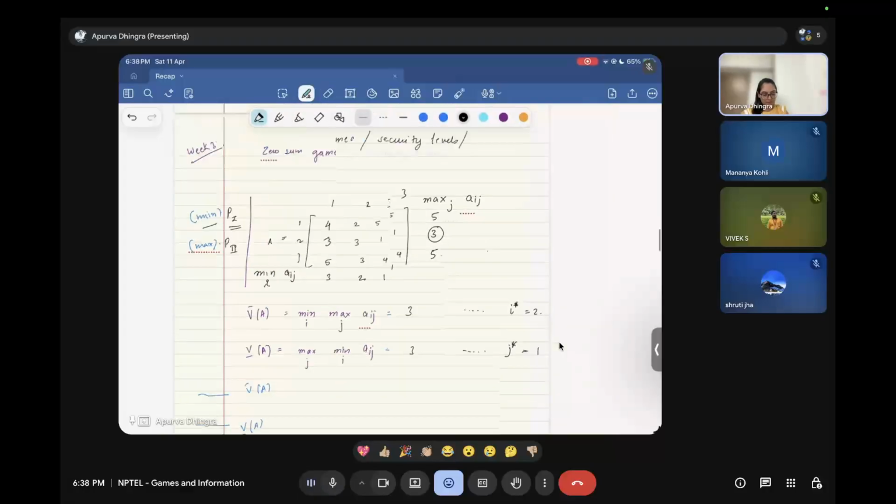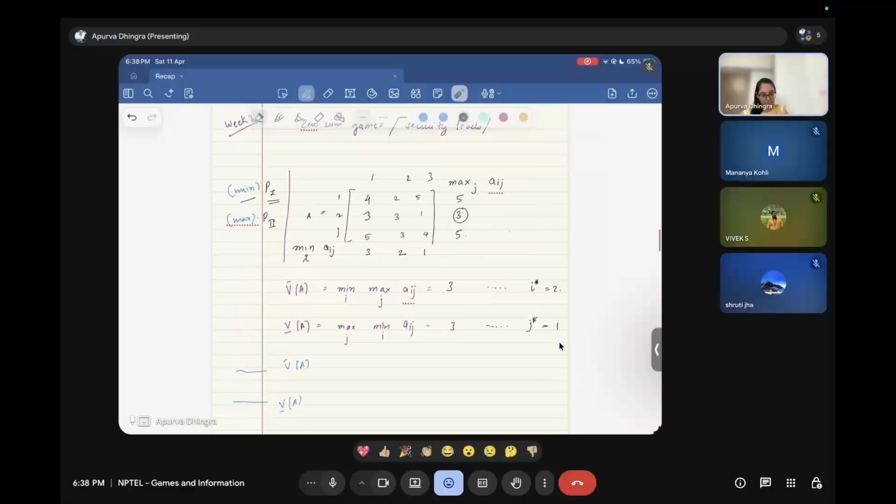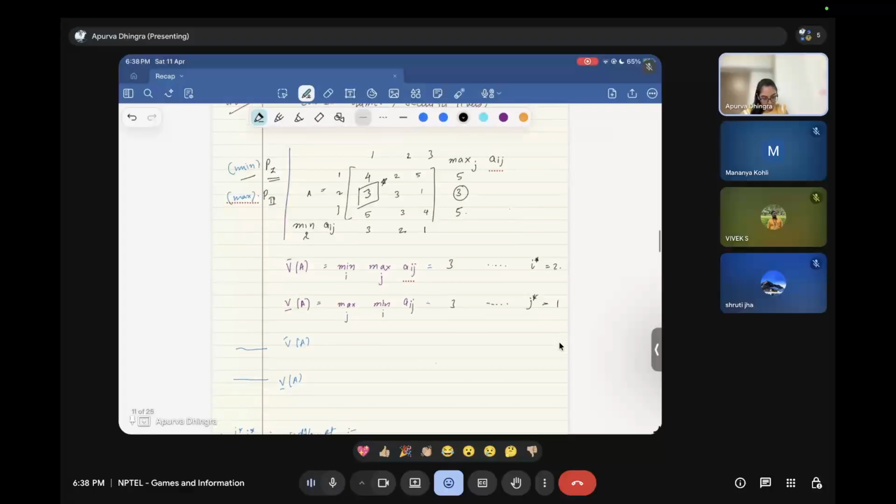So in this scenario what happened is both of these, min max and max min, ended up being equal, and what we got is actually a Nash equilibria, which is I comma j, that is 2 comma 1. This is a Nash equilibria profile. We can verify that by checking for it.